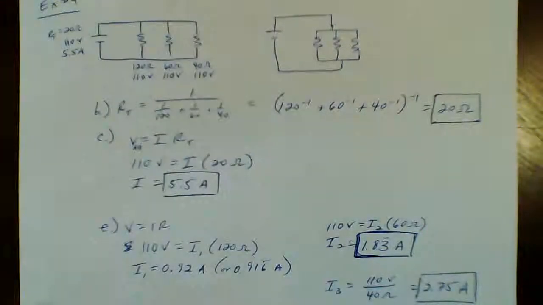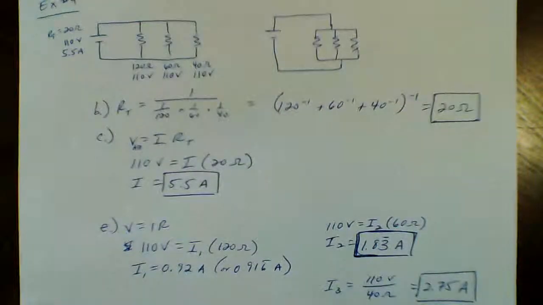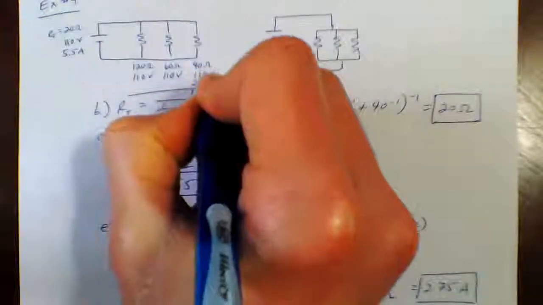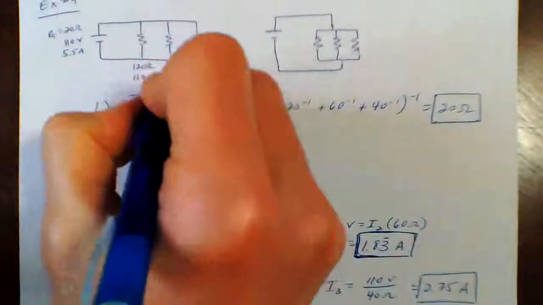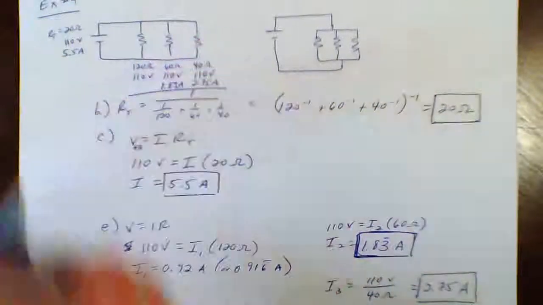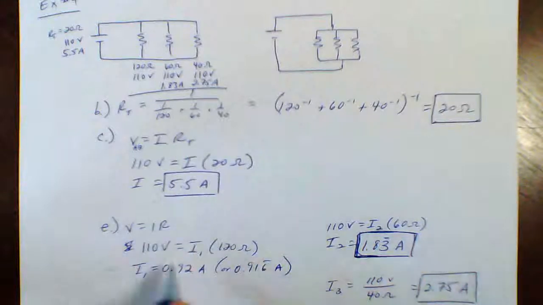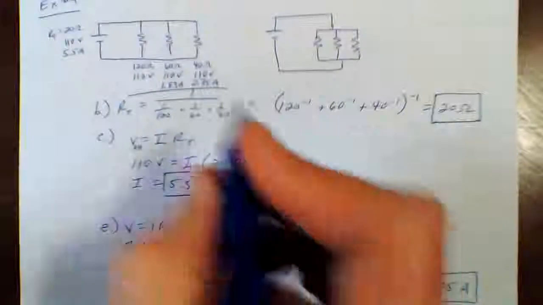All right, now I want you guys to notice something. When we're looking at this, we have I3 is 2.75 amps. This is 1.83. And then this is 5.5. Nope, there we go. 0.92 amps.